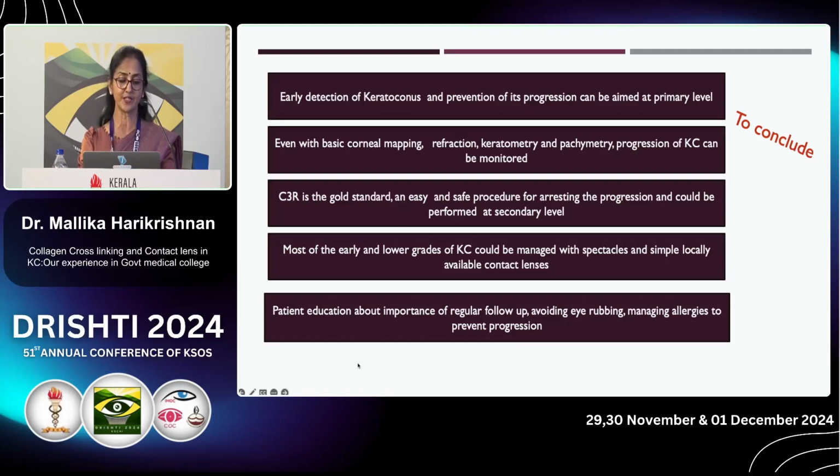C3R is the gold standard and an easy and safe procedure for arresting the progression and could be performed at secondary level. Most of the early and lower grades of keratoconus could be managed with spectacles and simple locally available contact lenses. Patient education about the importance of regular follow-up, avoiding eye rubbing, and managing allergies to prevent progression is very important.